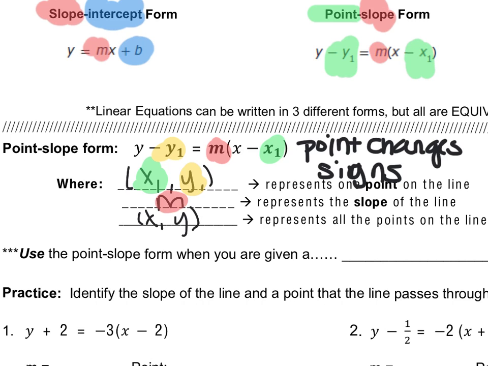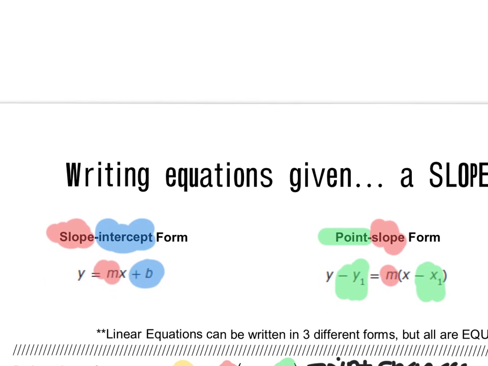So the next line asks us, use the point-slope form when you are given a what? Well, it's kind of common sense, because you use point-slope when you're given a point and a slope, just like we use slope-intercept form when we're given a slope and an intercept. So when we're given a point and a slope, we're going to use point-slope form.